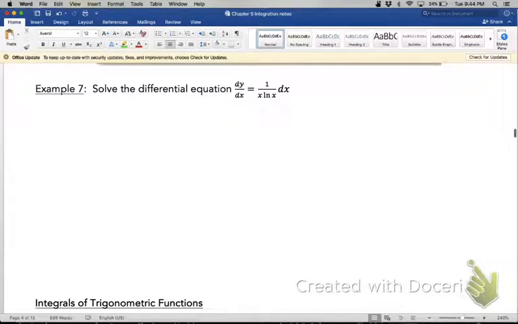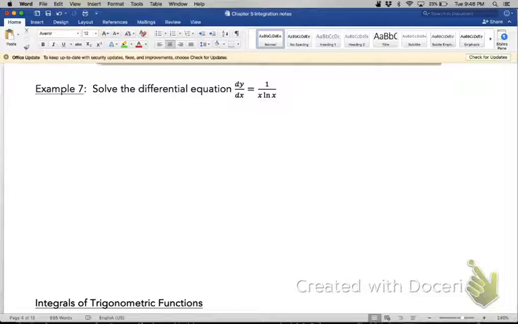So let's look at this example where we want to solve a differential equation. Now there is a typo here. I think we were getting a little bit ahead of ourselves when we were typing this up. But this dx should not be here yet. So you can cross that out. It should just say dy over dx equals 1 over x natural log of x, which is a pattern you may recognize already because we did this derivative several times, I feel like.